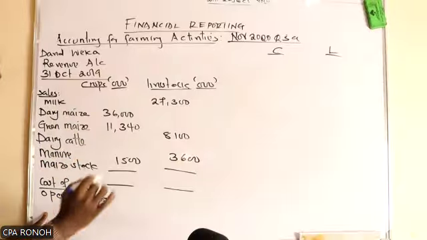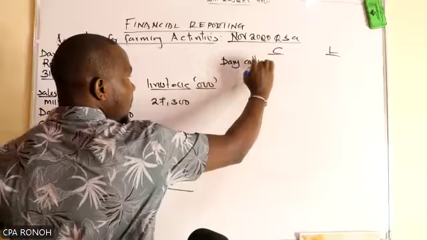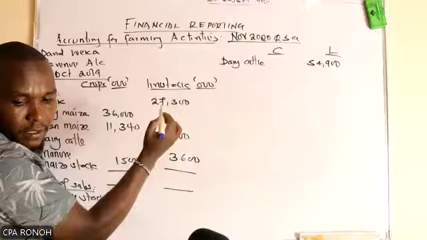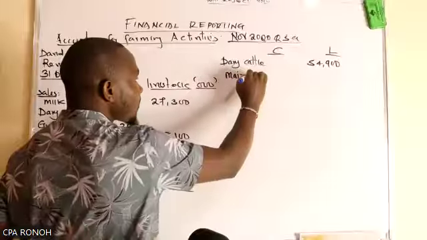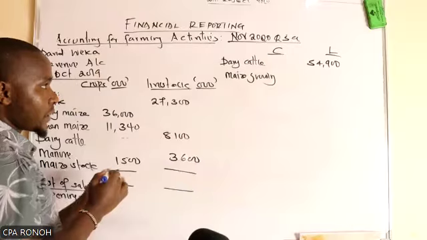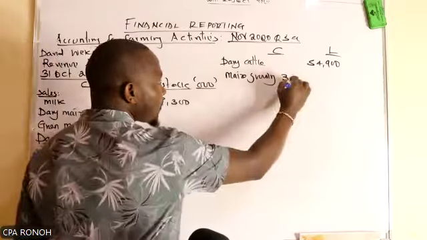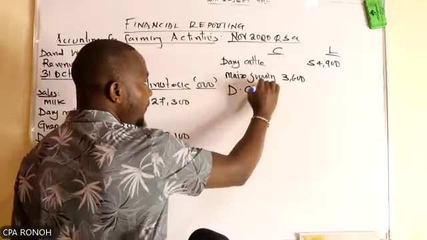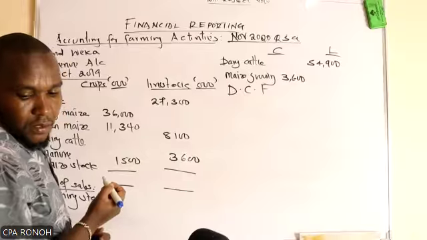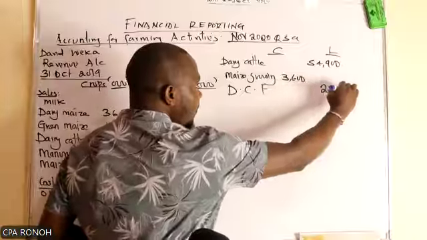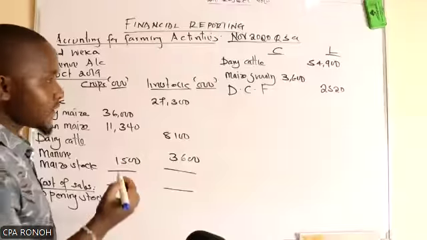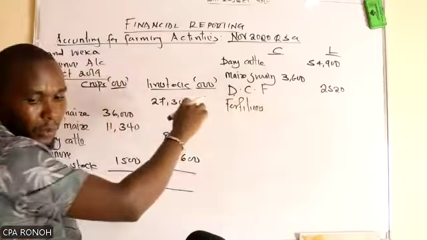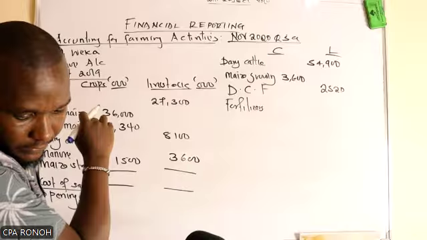Now we have dairy cattle of 54,900. We got maize growing, that is 600. Dairy cattle feed, I will be using the short form, dairy cattle feed, that is for livestock, 2,520. And then we have fertilizers, specifically for maize, so it will come to the crop side. That is 1,980.